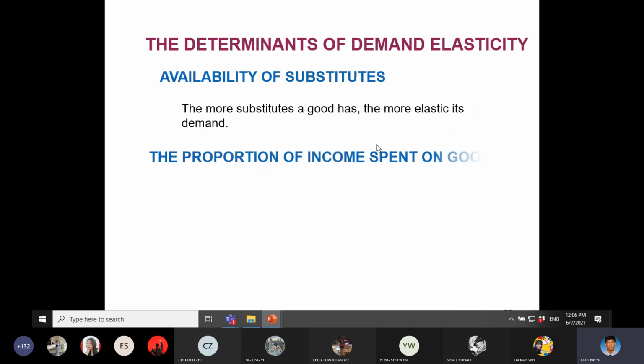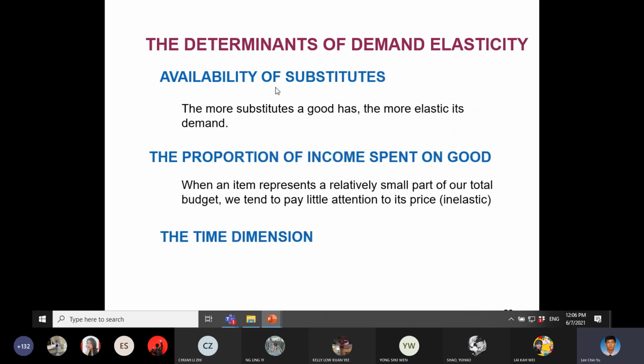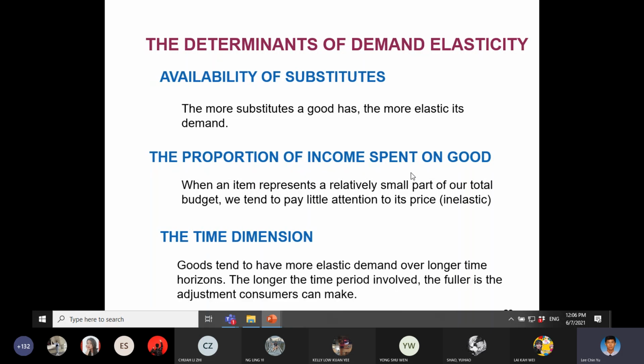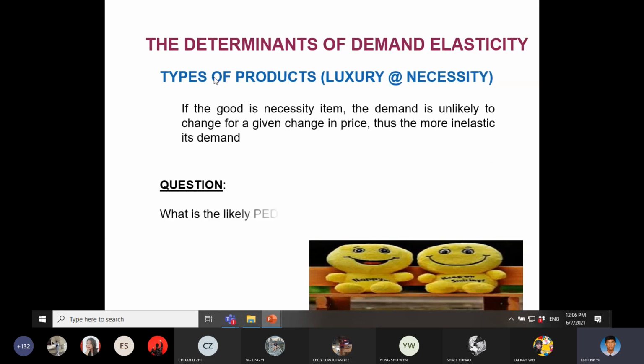These are the determinants of demand elasticity. First of all, whether there are a lot of substitute goods or not, meaning the availability of substitutes; the proportion of income spent on the good; the time dimension; and the type of product. These determine whether demand becomes more elastic or less elastic.